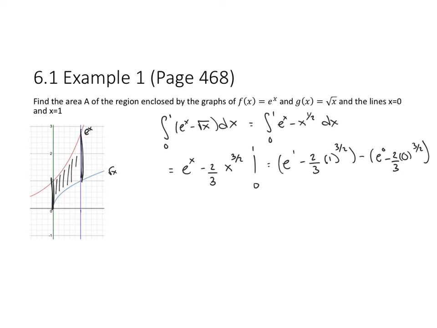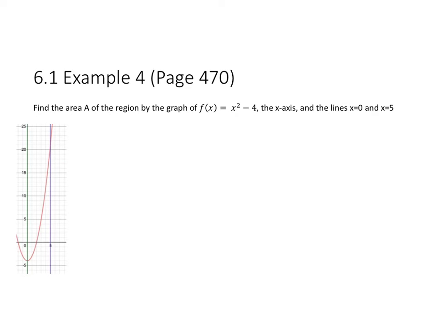So that's going to be e, and then minus 2/3, and then e to the 0 is 1, and 2/3 times 0 is just 0. So it's e minus 2/3 minus 1, so that's going to be 5/3. So e minus 5/3 is the area in between those two graphs. Let's take a look at another example. This is example 4 on page 470.